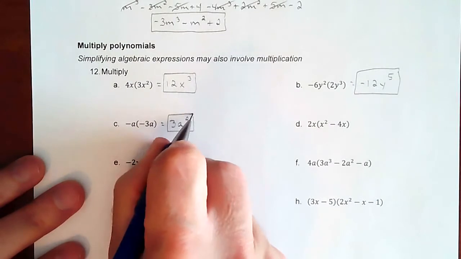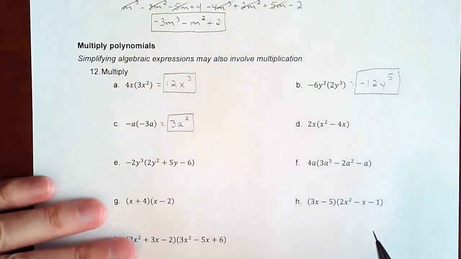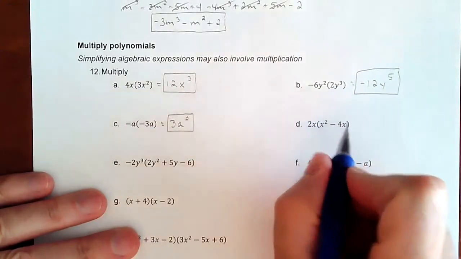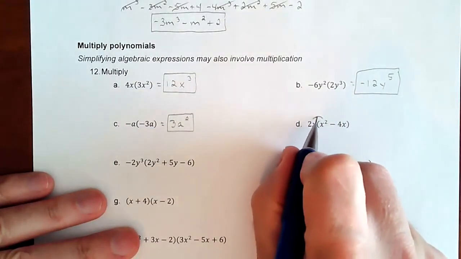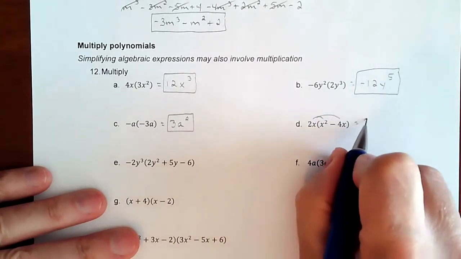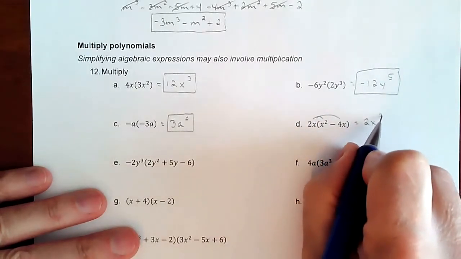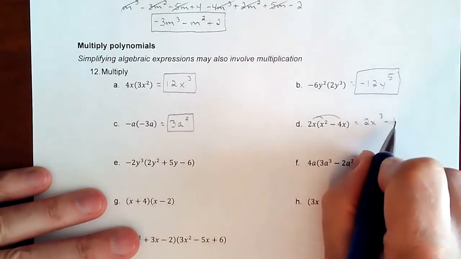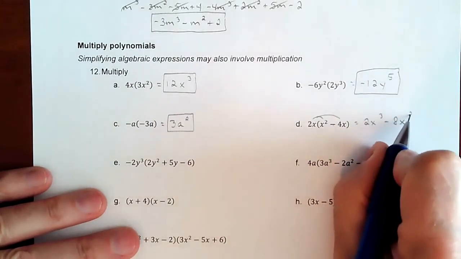All right. So on the rest of these, this is a distribution thing. And it basically becomes multiple problems in one. That 2x is distributing into both of those. So it's 2x times x squared, which would be 2x to the third, minus 2x times 4x is 8x squared.